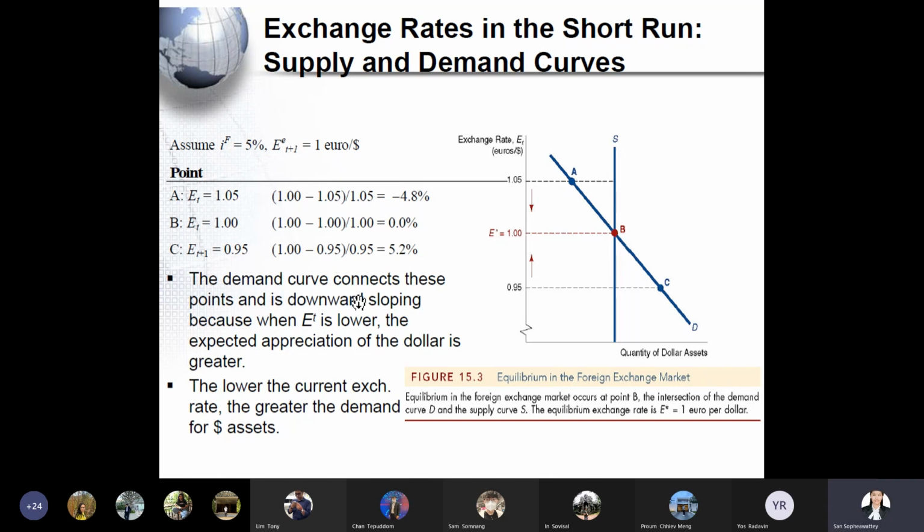The demand curve connects these points, and the demand curve in this case is downward sloping, because when E is lower, the expected appreciation of the dollar is greater. So the lower the current exchange rate, the greater the demand for dollar assets in this graph.